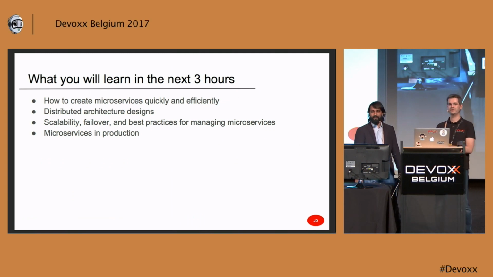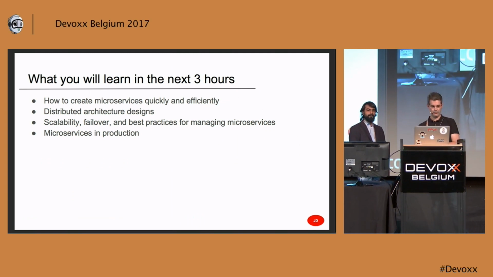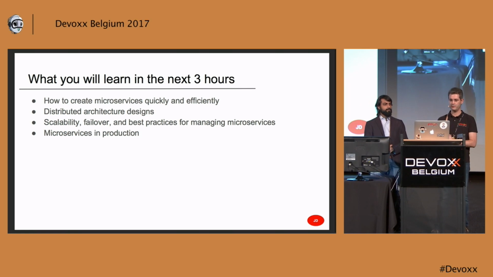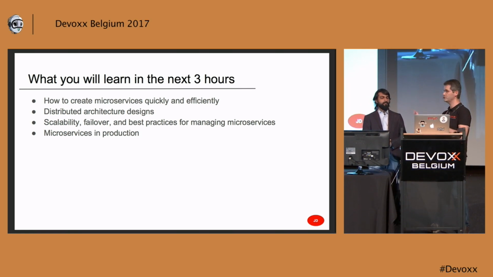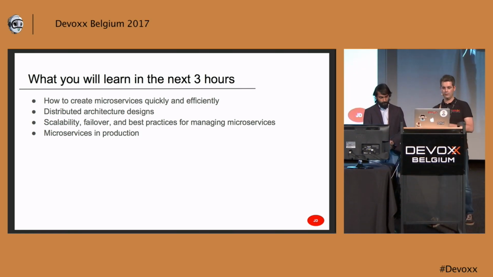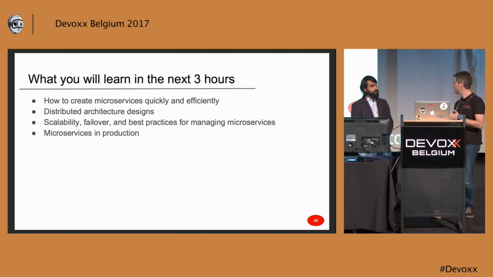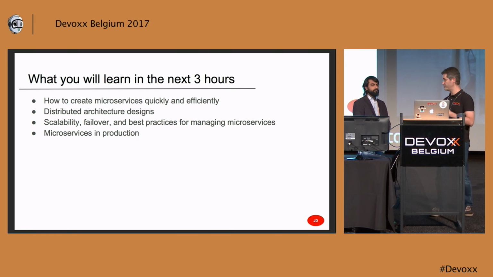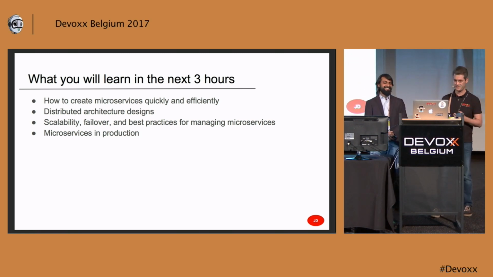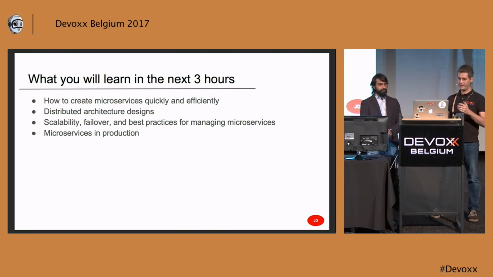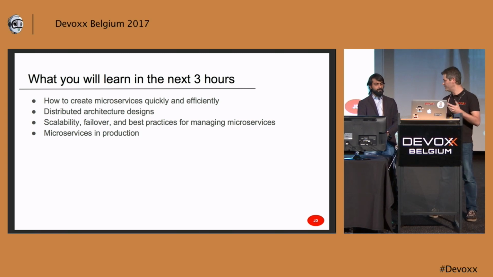So what are we going to do for the next 3 hours? We'll see how to create microservices quickly and efficiently, of course, with JHipster. We will talk about architecture and design, about scalability, failover, best practices, and bad practices also. I should have said it also. And about microservices in production and, let's say, in real life.